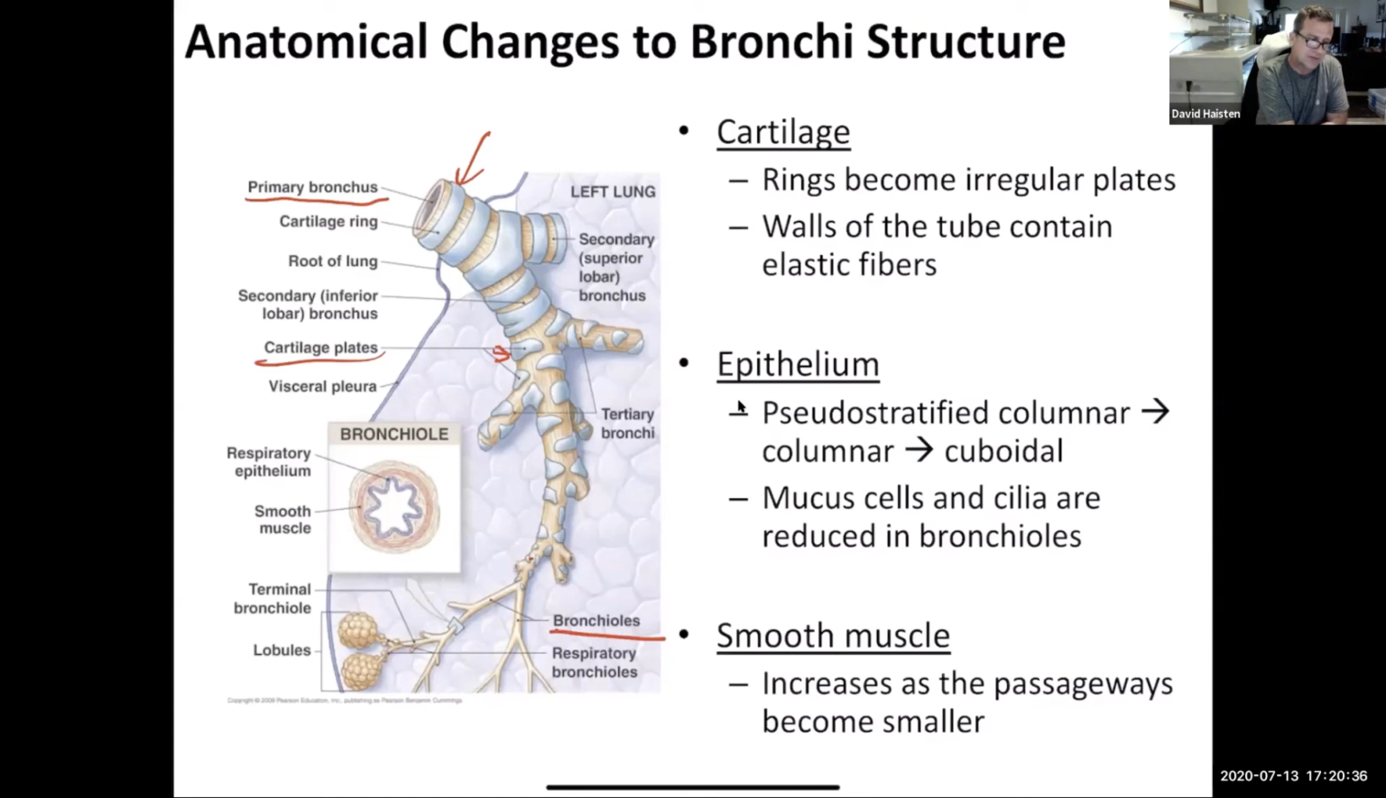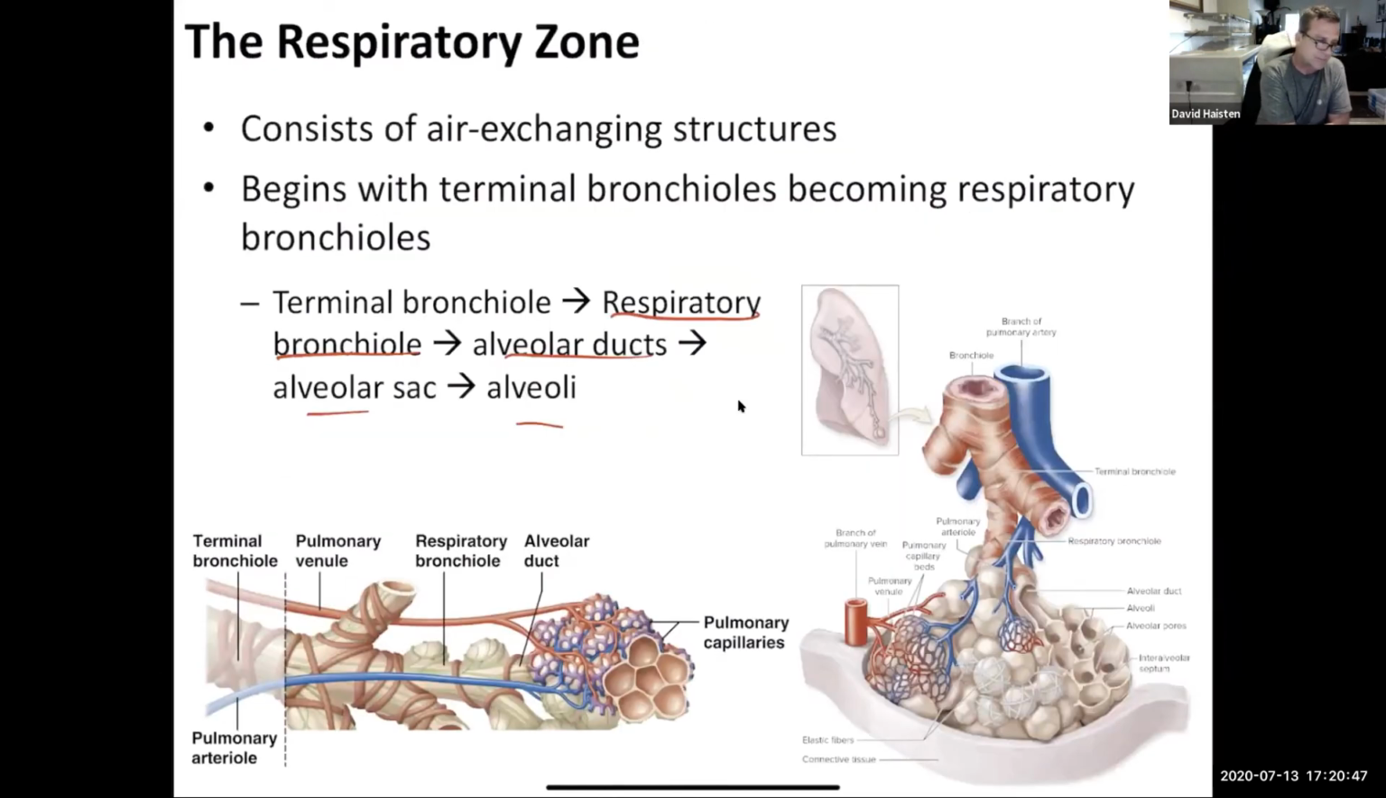There's also a lot of elastic fibers present in the bronchial tree. You're going to have a lot of elastic fibers, and elastic fibers increase too. As we move down into terminal bronchioles and respiratory bronchioles, you will see these green structures right there. Those are elastic fibers.